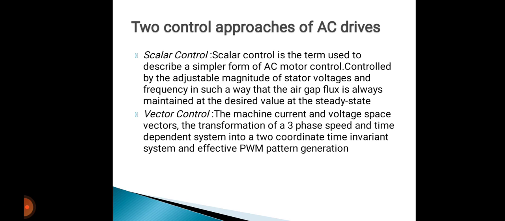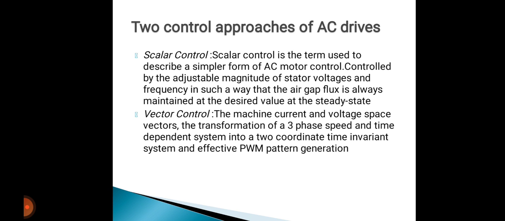In a separately excited DC motor, both the field flux and the electromagnetic torque can be controlled independently, by varying the field current and the armature current respectively. The field current controls the field flux, and the armature current controls the electromagnetic torque.